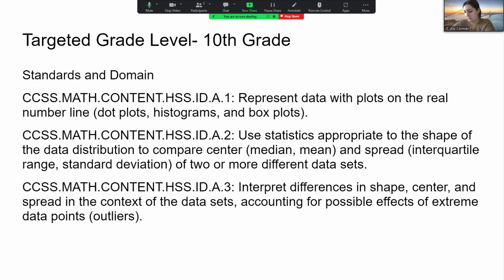IDA 1: represent data with plots on the real number line, right? Dot plots, histograms, and box plots. IDA 2: use statistics appropriate to the shape of the data distribution to compare center, so median and mean, and spread, interquartile ranges and standard deviation, of two or more different data sets. And IDA 3 is interpret differences in shape, center, and spread in the context of data sets, accounting for possible effects of extreme points or outliers.